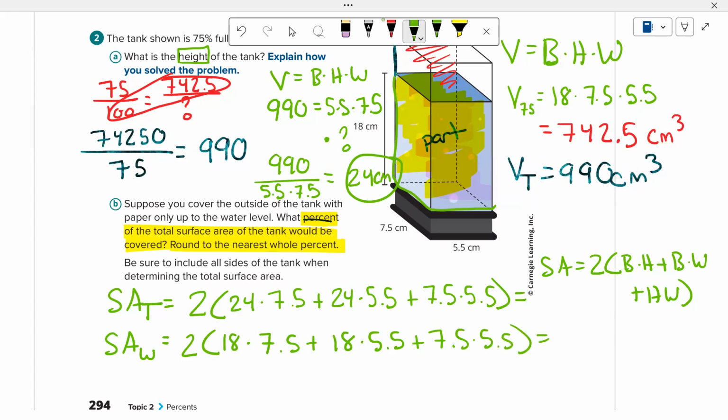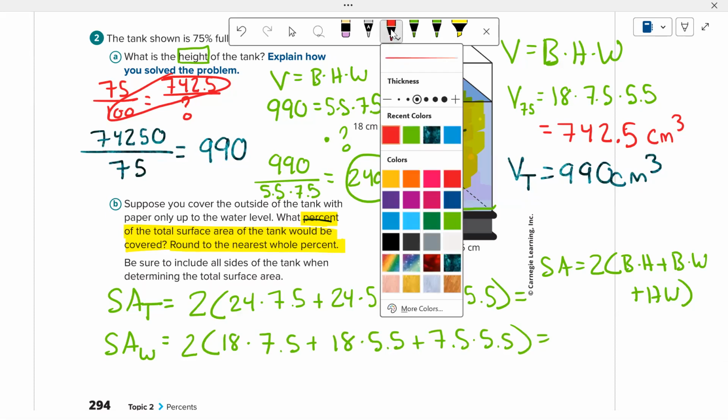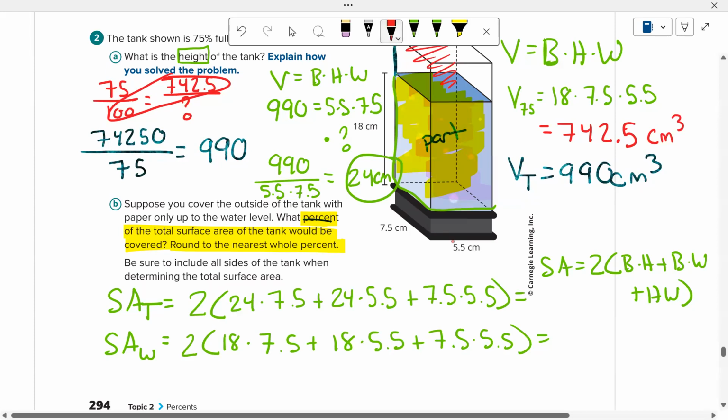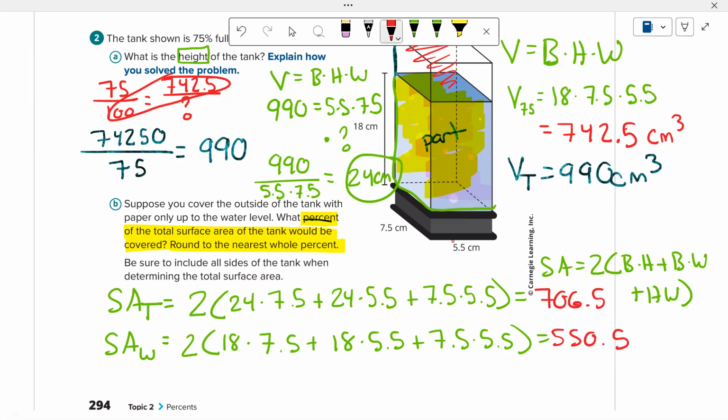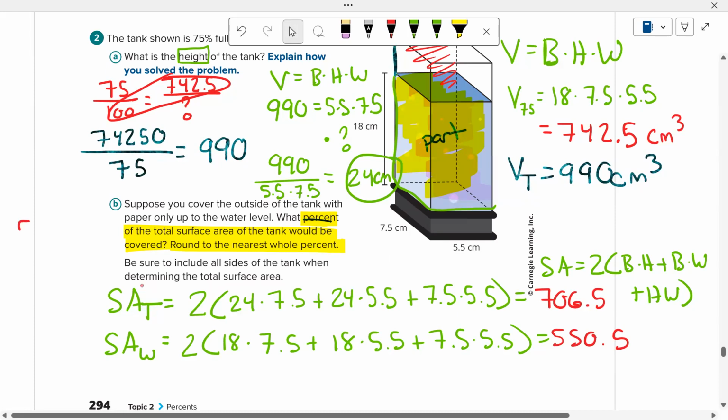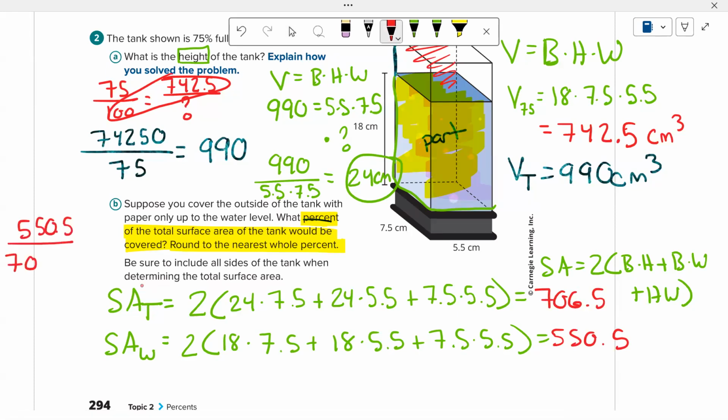So we'll get, I don't know why it's not changing colors. Change colors! I want red. Okay, red works. So I'll get 706.5, 550.5. So now that we have the surface area of the water and the surface area of the tank, to get the percentage, we just divide them. That's all we do. So 550.5 divided by 706.5. When we do that, we also will multiply by 100.